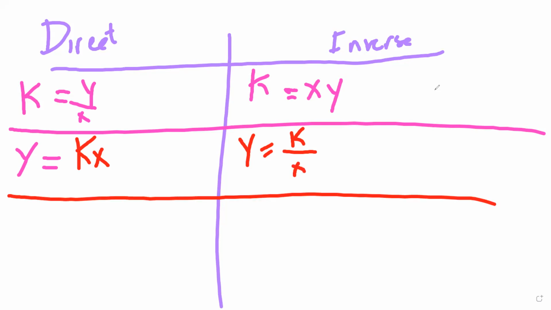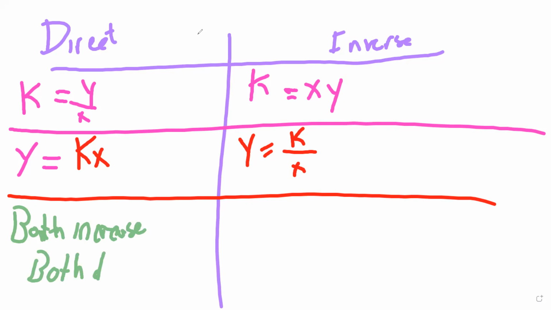Now, why do we call it direct? What's the meaning? Let's have examples of direct. Direct means both increase or both decrease. So if x is increased, y will be increased. But if x is decreased, y will be decreased. So both of them increase or both of them decrease at the same time.